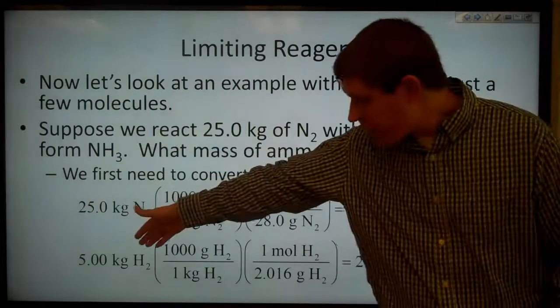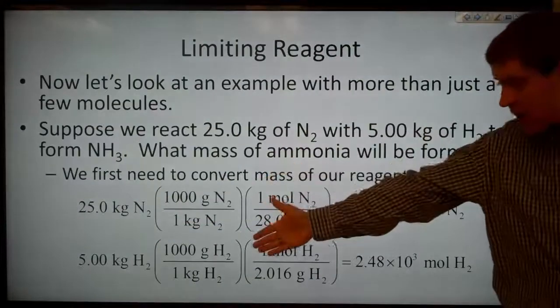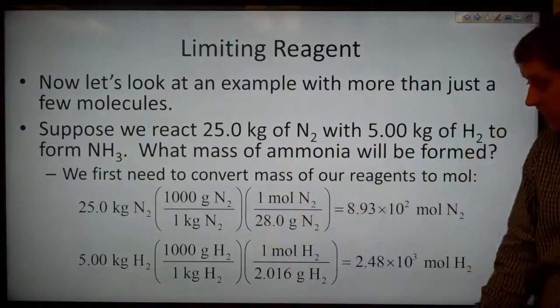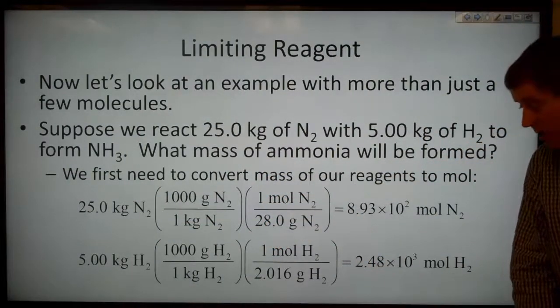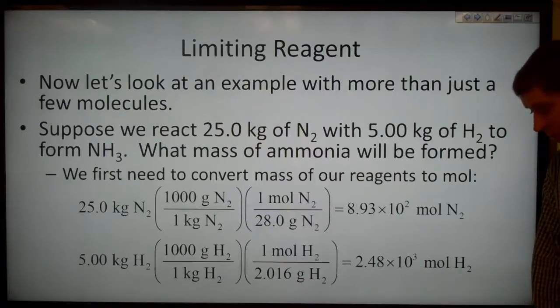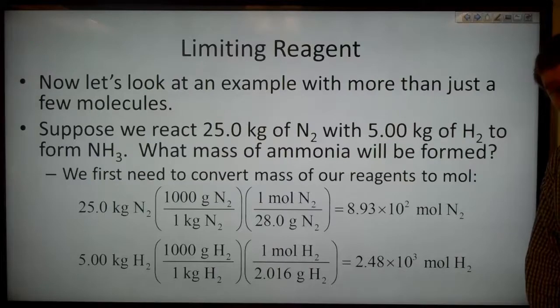And then we have 5.00 kilograms of hydrogen, change that into grams of hydrogen, and then change that into moles of hydrogen. And now we have 2.48 times 10 to the 3, so 2.48 thousand, so 2,480 moles of hydrogen.